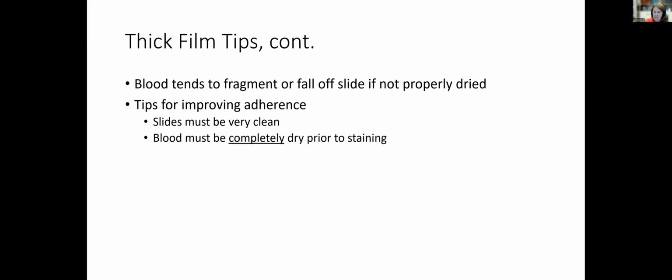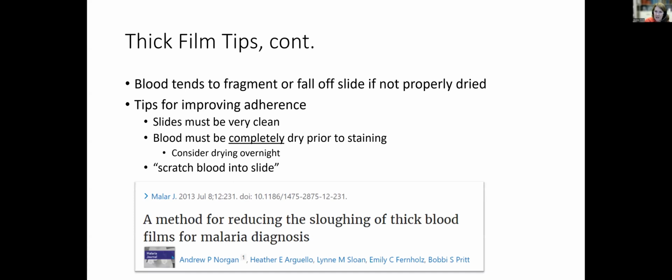And the slide must be completely dry before staining. And then something that we've been doing at Mayo Clinic for a very long time, decades, is we use a method called the scratch method, where we scratch the blood onto the slide. And we published on this and found, as we had observed for decades, that it virtually eliminates any of the sloughing of the thick blood film off of the slide. And therefore, it allows you to stain the slide as soon as it is dry, which could be 20 minutes.